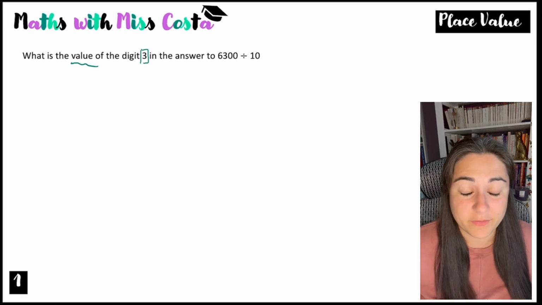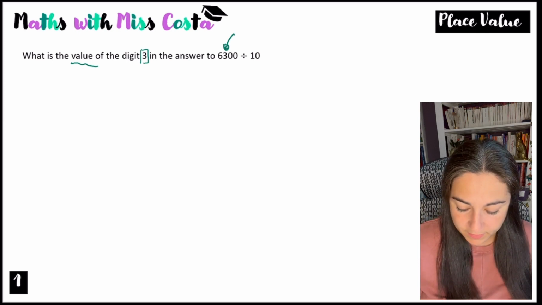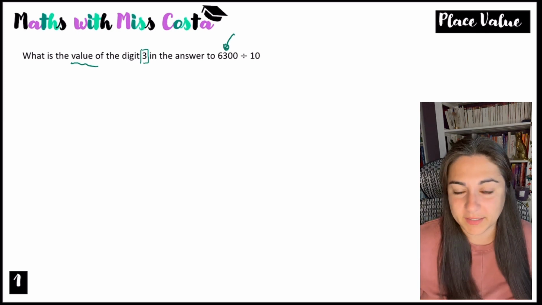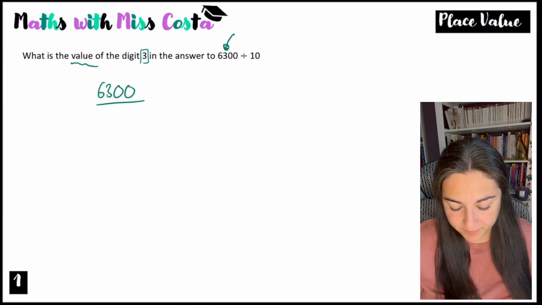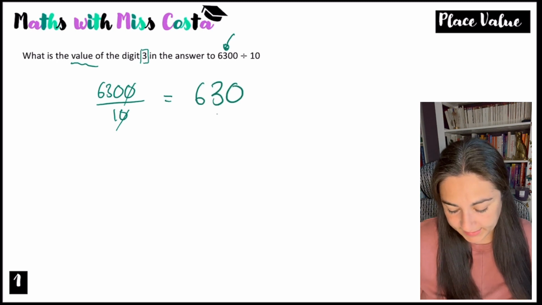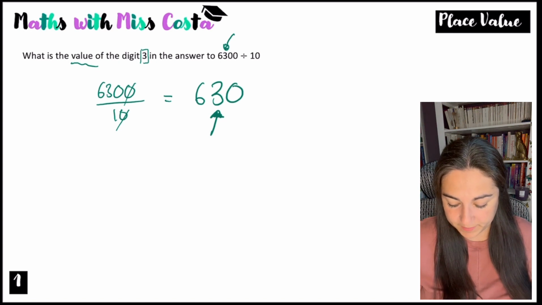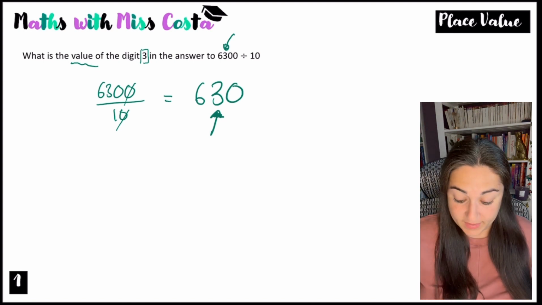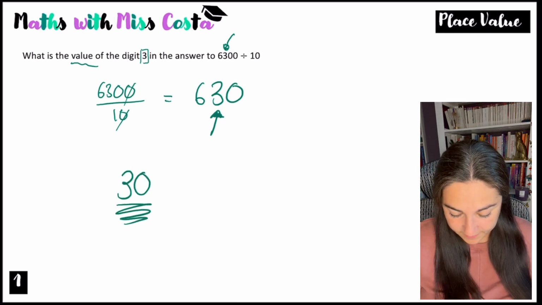Now be really careful with questions like this, because people always jump to it and they're like, oh, the value of the 3 here is the 100, so the value is 300. Nope. It's asking for the answer. So first we have to work it out. So 6,300 divided by 10, obviously you can do it on a calculator, is 630. So then we look at the position of the 3. It is in the tens column. So therefore I just say the value of the digit 3 is 30.